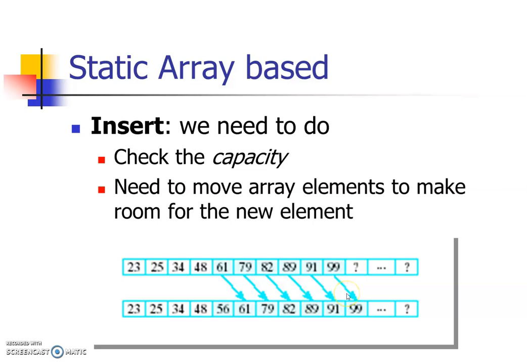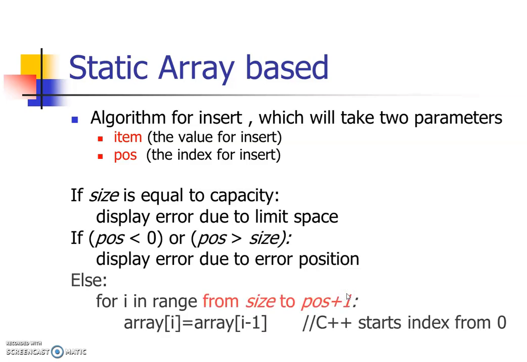So basically when we do that, you will see our loop over here is actually going from the end back to the position plus 1. Because if we hit position plus 1, that means we have successfully shifted everything one space, and all we need to do is put the item into that position. And in the end, don't forget to do size plus plus, indicating you need to increment the size by 1.